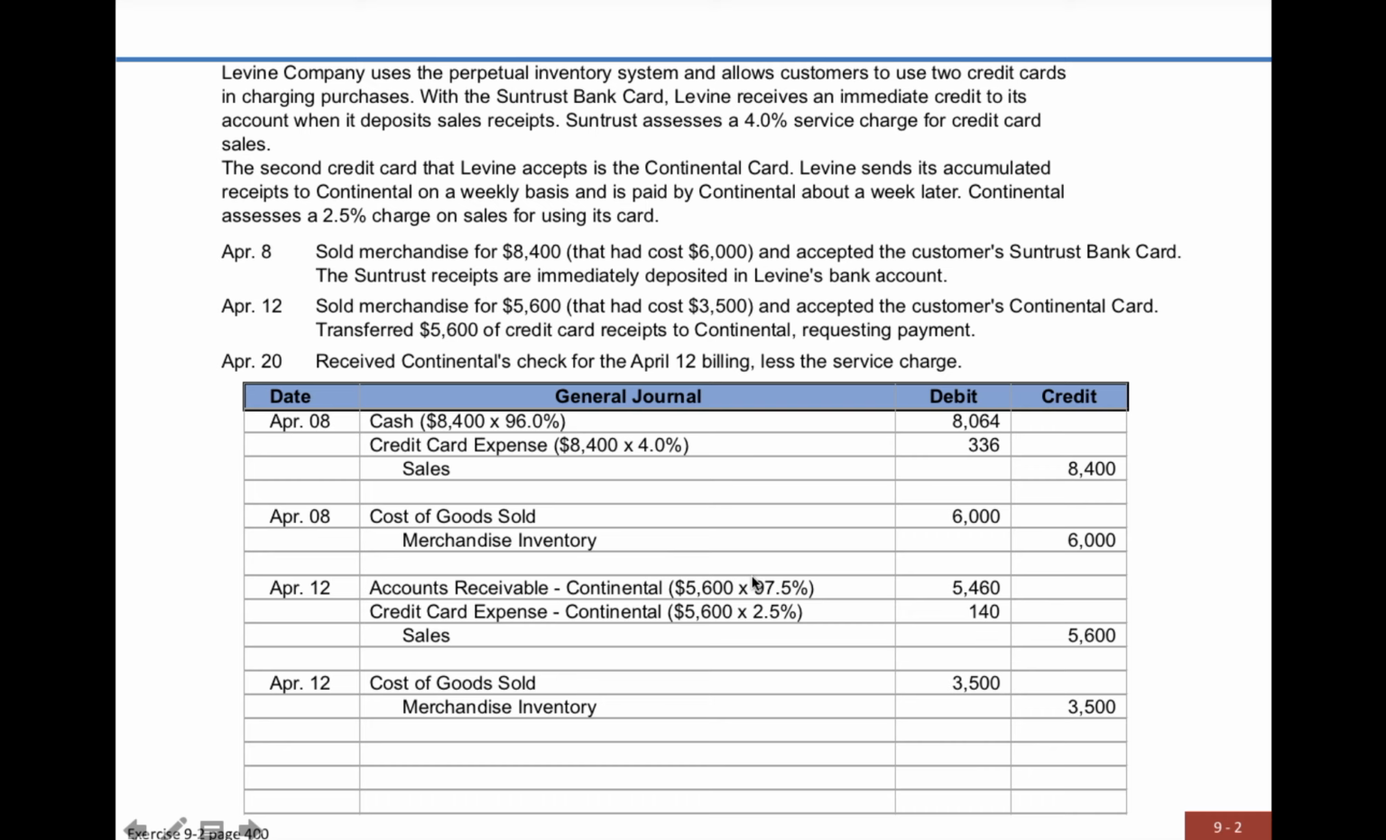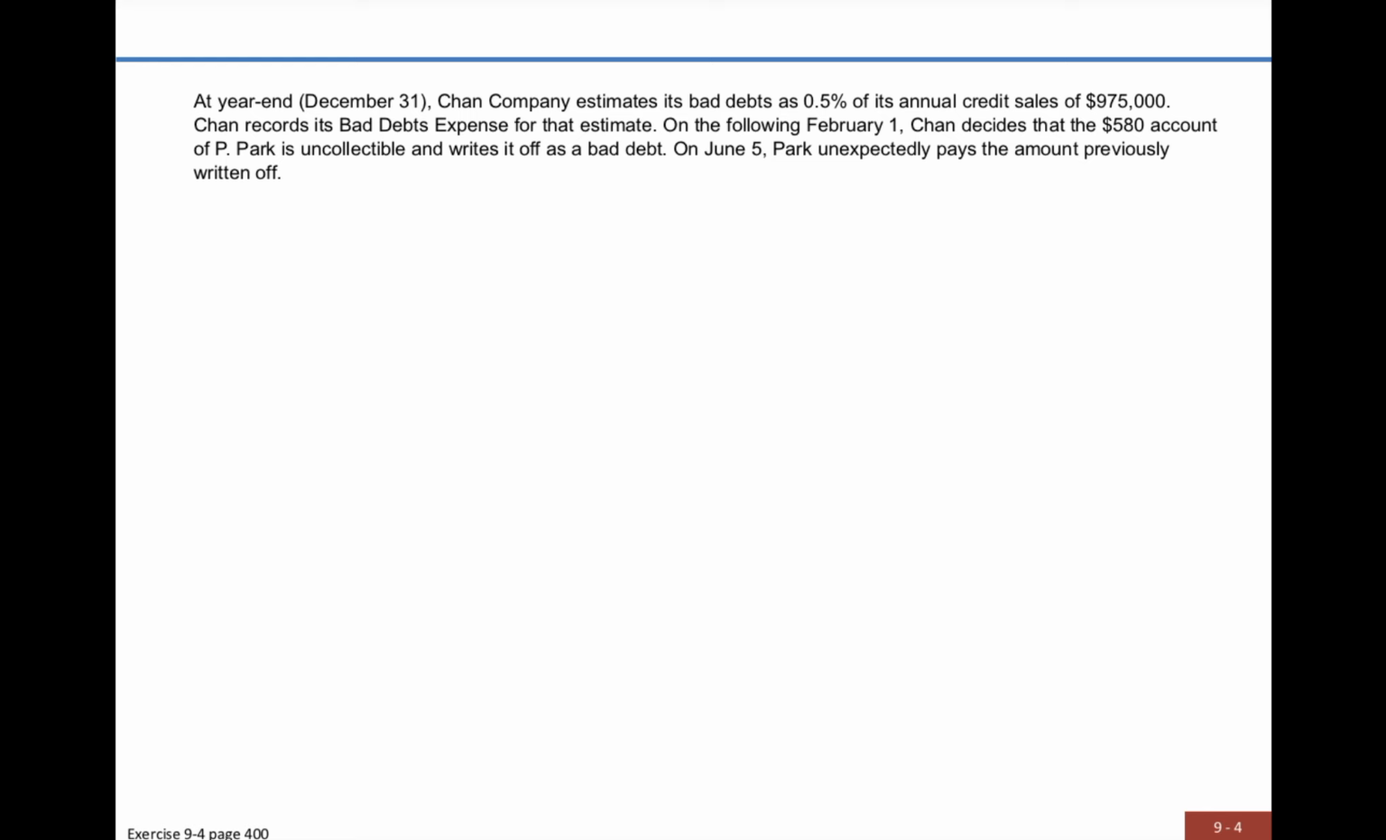For this one, question says at year end, December 31st, Chan Company estimates its bad debts as 0.5% of its annual credit sales of $975,000. Chan records its bad debts expense for that estimate. On the following February 1st, Chan decides that a $580 account of P Park is uncollectible, and at that point it's written off as bad debt. Then on June 5th, unexpectedly out of nowhere, Park comes around and decides to pay off the debt. So we need to prepare those journal entries.